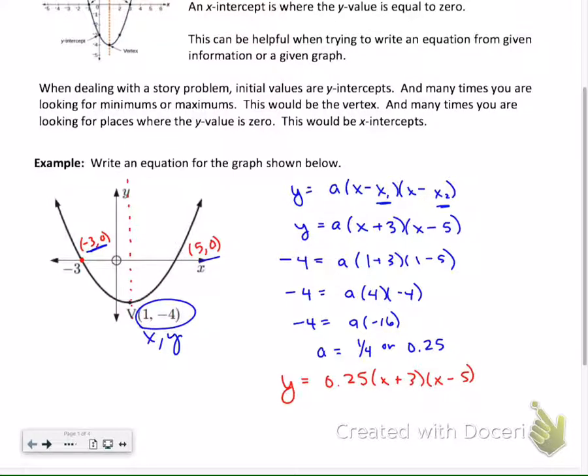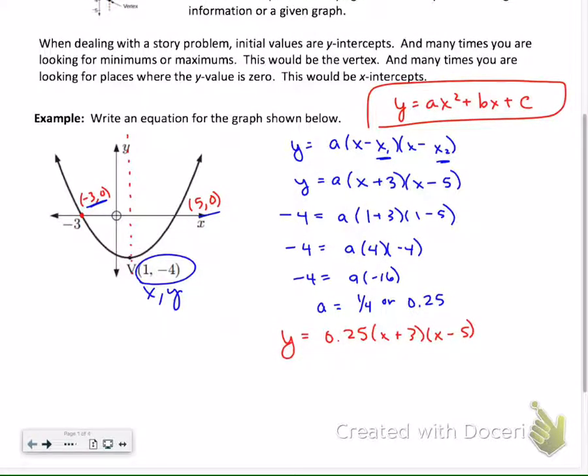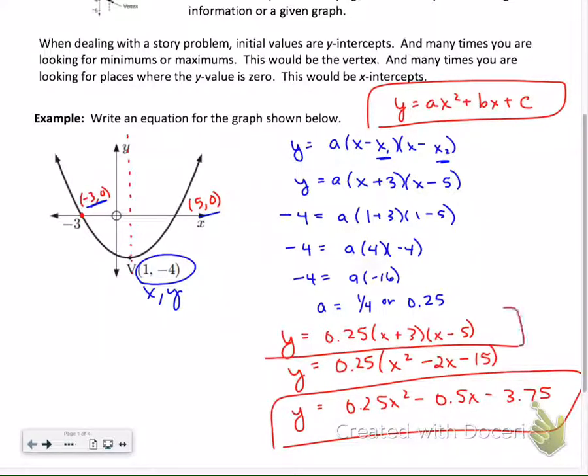Or if they insist on it being in your standard form, multiply it out. So go ahead and multiply the x plus 3 and the x minus 5. That's going to be x squared minus 2x minus 15. And then multiply it out. So that's going to give me y is equal to 0.25x squared minus 0.5x minus 3.75. So this would be an acceptable answer. So would that. If they don't specify, stop there, because that's a lot easier.